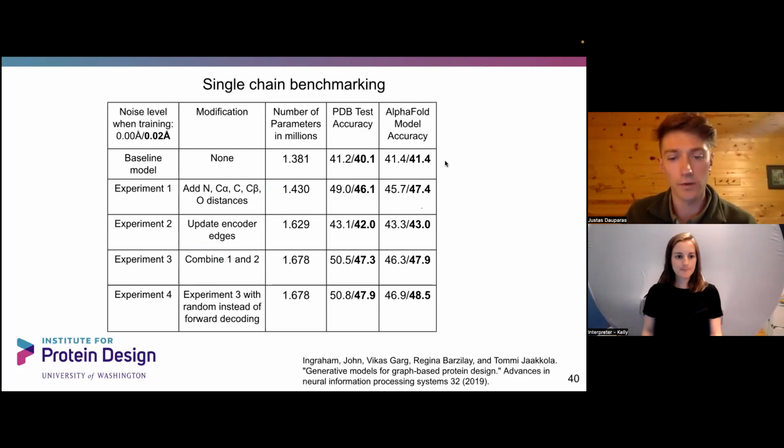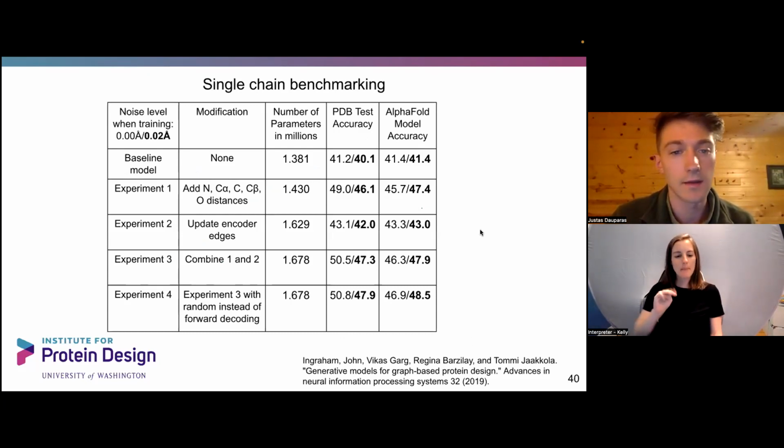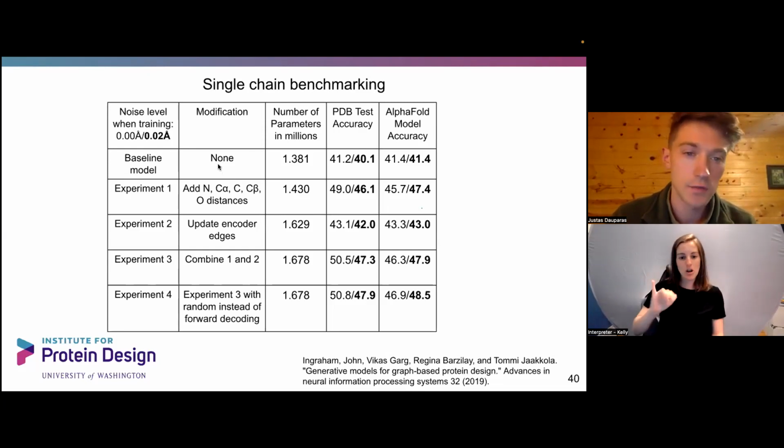So this is one of the benchmarks. The whole idea for the paper was born from John Ingraham's paper, Generative Models for Graph-Based Protein Design, and we tried to build on top of it to see what could be improved. So this is a table showing that if we take exactly the model from John Ingraham's method, and then we just change one thing at a time.